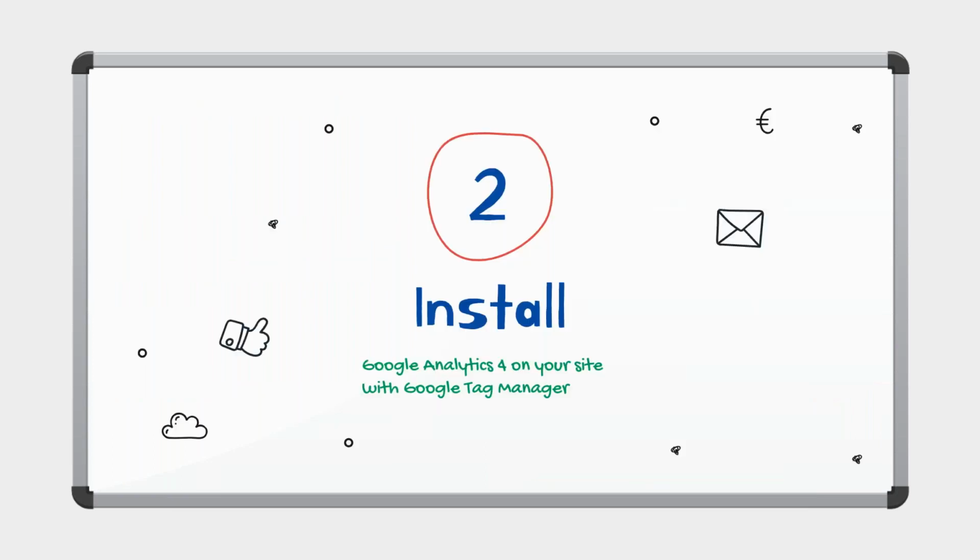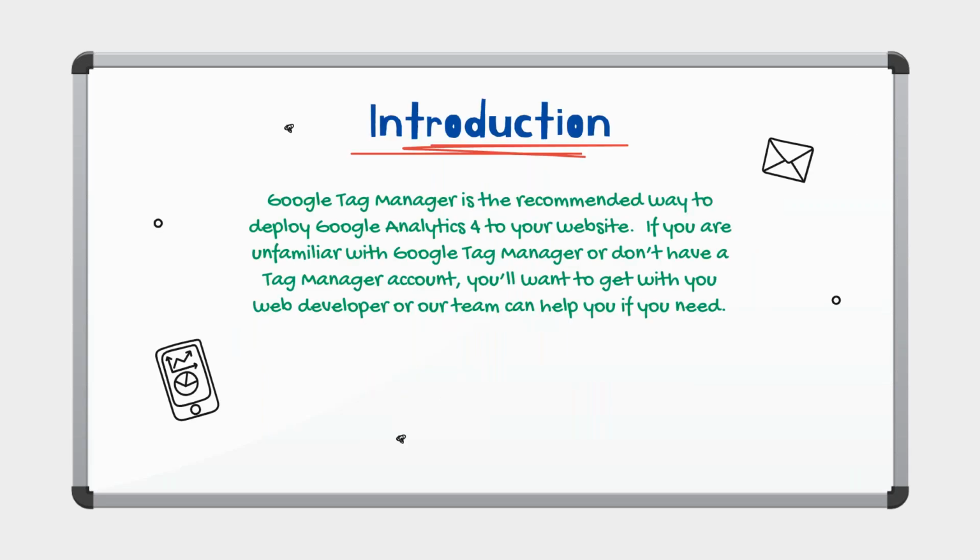All right, so we've created our property. It is ready for us to connect that data stream. We created the data stream and configured it, but we haven't connected it. So how do we do that? So this is going to be instructions for Google Tag Manager. If you have Google Tag Manager, it's super easy.